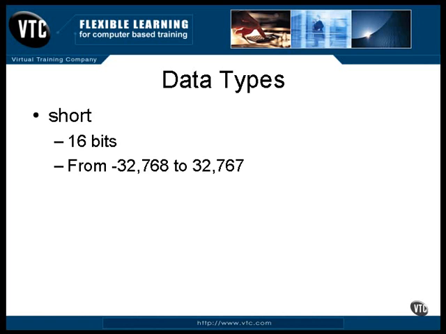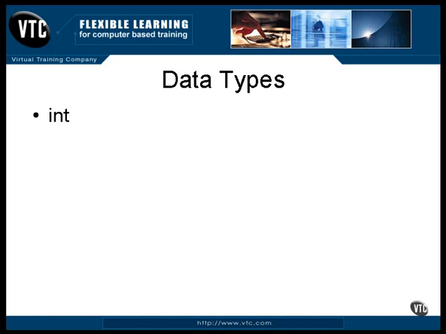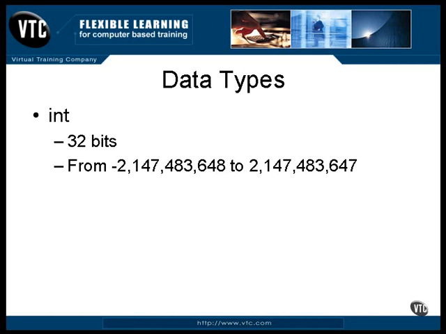An int data item is an integer value the next size up from a short. It's 32 bits in size. Now, this is probably the most used of all the variable types. Its range covers all the values that are required for normal operation. The values range from the negative number up to the positive number. That's minus 2 to the 31st up to 2 to the 31st minus 1.